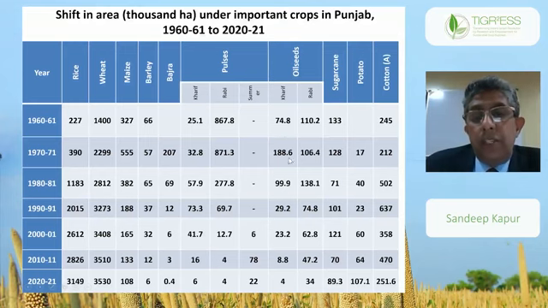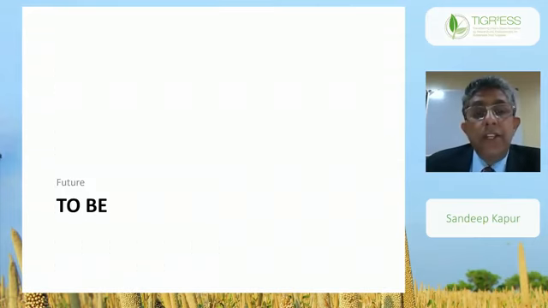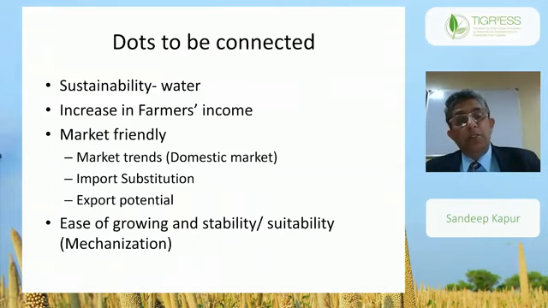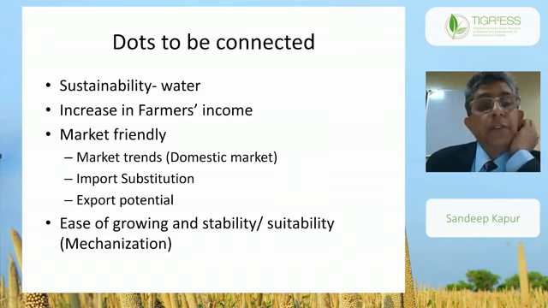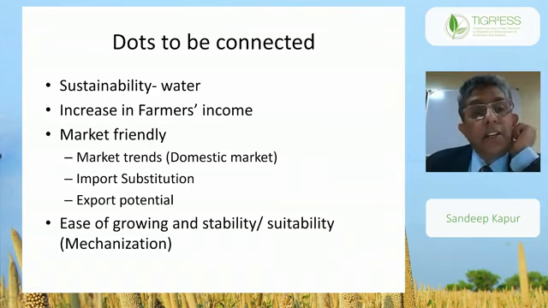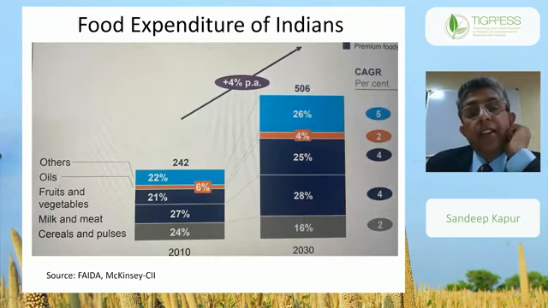Significant, I would like to see the area which is covered under two basic crops. One is cotton, where we have just about 250,000 hectares, and in oilseed particularly 34,000. So this needs to be improved, and we need to see how we are going to go about it. So what is the 2B situation? In the 2B situation, we are looking for four basic parts: sustainability, increase in farmers' income, market friendliness, and ease of growing or stability.